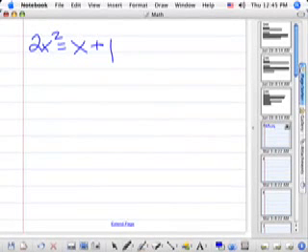All right, the equation is 2x squared is equal to x squared plus 1. What's the first thing that we do? We're going to get 0 on one side. So leave the 2x squared where it is.